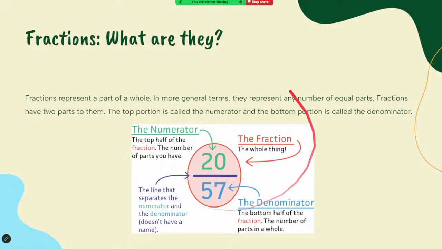So in this example right here, 20 is on top of the line. So if it's on top, it means it's a numerator over here. Below the line, there's 57, which is the denominator over here. The numerator is the top half of the fraction, and the denominator is the bottom half of the fraction.